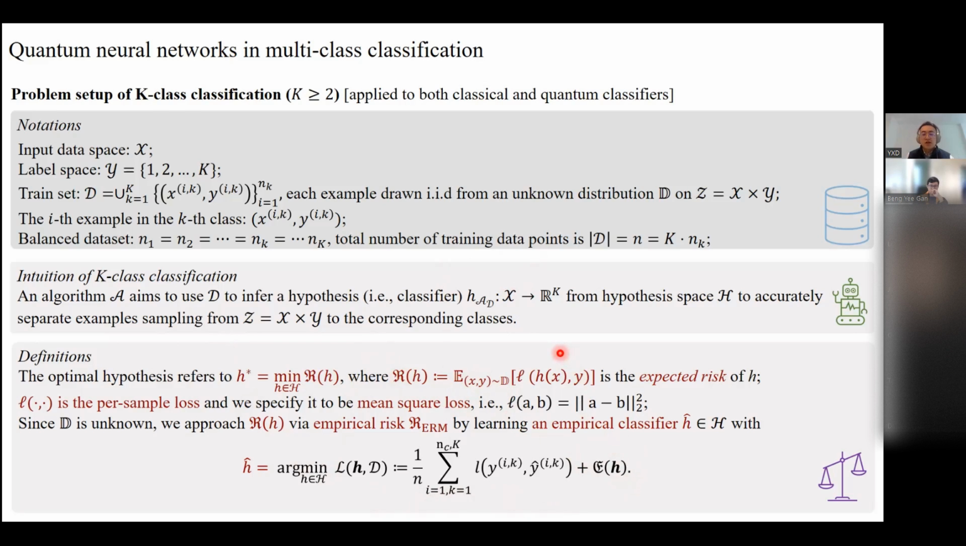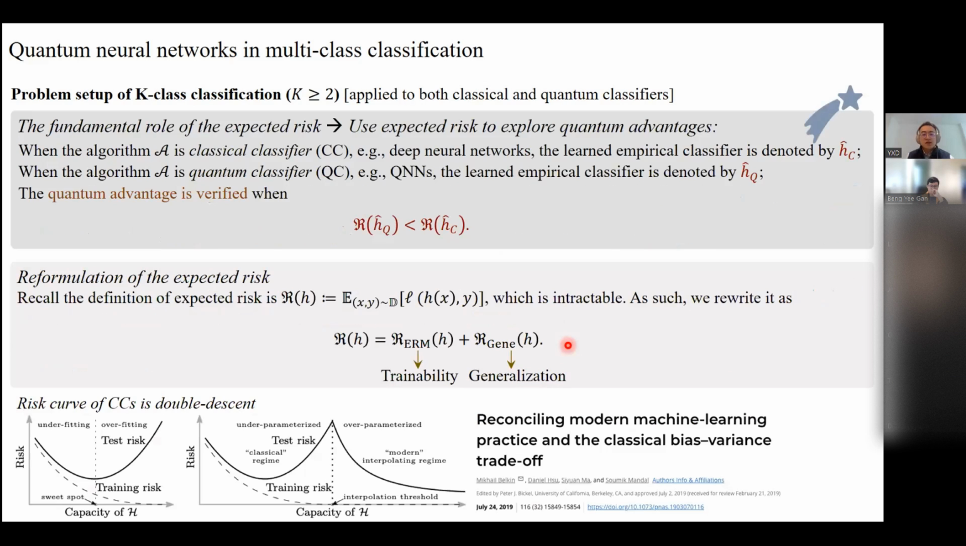to avoid overfitting. And these are the basic notations and definitions of K-class classification and some background on hypothesis, expected risk, and empirical risk. Due to the fundamental role of the expected risk, we can use this quantity to understand the power of quantum classifiers. Given a learning problem, when we use a classical classifier to infer an empirical classifier denoted by H hat C, and a quantum classifier to learn an empirical classifier denoted by H hat Q, if the expected risk follows this condition, meaning the expected risk of the quantum classifier is less than the classical classifier, we can claim that in this learning problem, the quantum classifier achieves potential advantages.